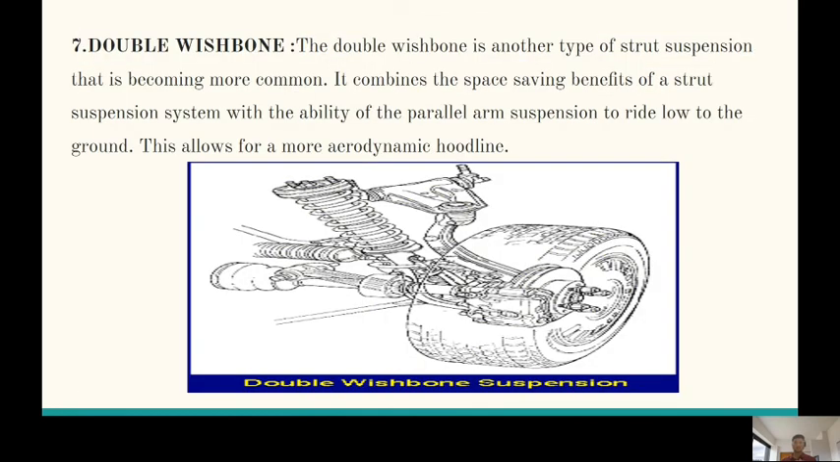Then there is the double wishbone. The double wishbone is another type of suspension that is becoming more common these days. It combines the space-saving benefits of a strut suspension system with the ability of a parallel arm suspension to ride low to the ground. This allows for a more aerodynamic hoodline. You can see below the picture of the double wishbone suspension.